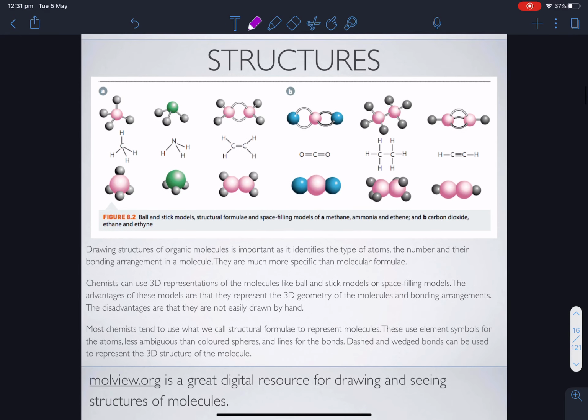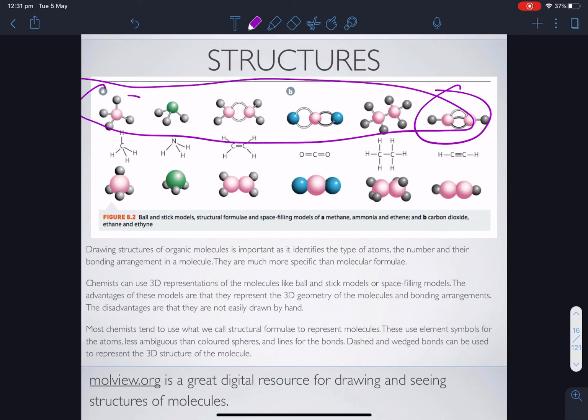Okay, so structures. We can represent the structures of these molecules in different ways, and here are three different ways that the textbook has given. This way is the ball and stick way. You can see why. Each atom is a ball and each bond is a stick. The one in between there is the structural formula, and that's kind of what I've been using earlier. Each atom is represented by its symbol, and each covalent bond is a line in between. And you also have the space filling model, this last one here.